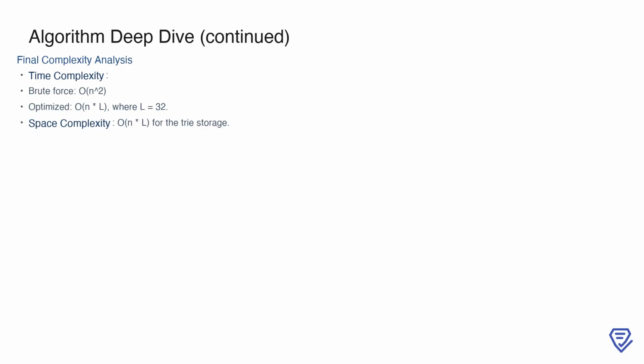Finally, let's summarize the complexity of our approach. In terms of time complexity, the brute force method requires O(n²) operations, as it involves comparing every pair of numbers in the array. In contrast, the optimized tree-based solution has a time complexity of O(n*L), where n is the size of the array and L is the bit length, which is 32 for 32-bit integers. This makes the tree method far more efficient for large arrays.